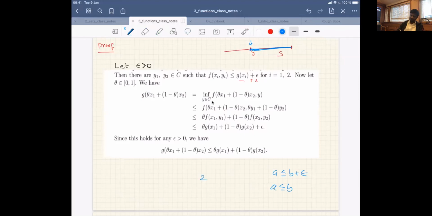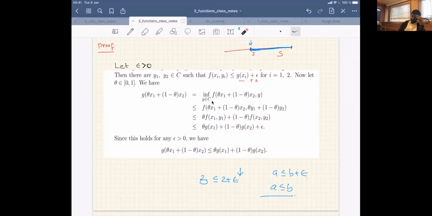For example, if you say 3 is less than or equal to 2 plus epsilon, then it is not valid for any epsilon. Here I'm saying that this is valid for any epsilon. That can happen only when A equals B. So I can drop this and write this inequality, and show that the function is convex. B is already greater than or equal to A, and epsilon is a positive value, so for any epsilon, yes.